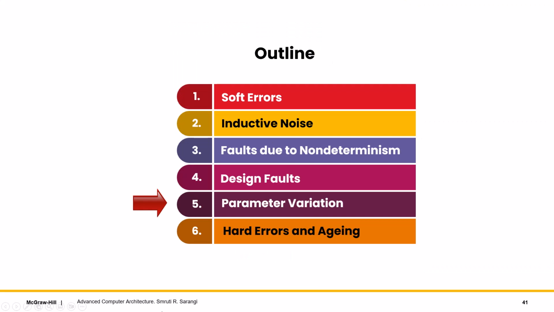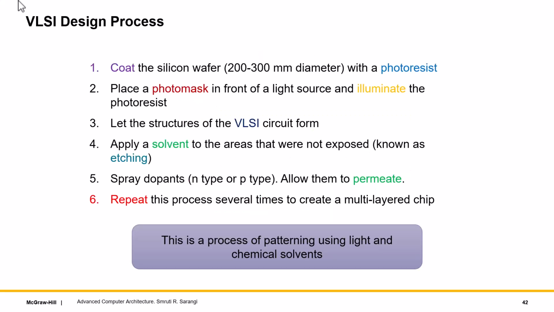Welcome to the third lecture on reliability. So we will discuss in this lecture parameter variation and hard errors and aging. As you will see, these are all related in kind of the same way.